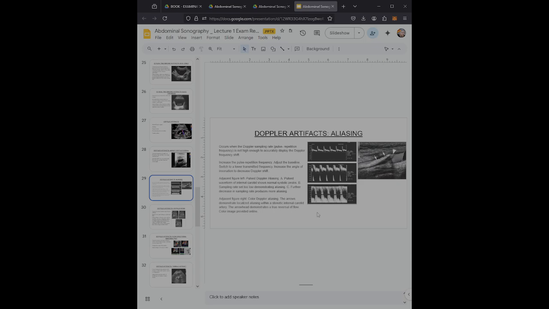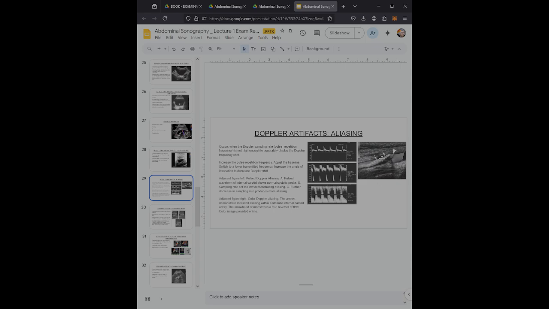So we have two figures here, left and right. In the left image we have pulsed Doppler aliasing. This is a pulsed waveform of the internal carotid, showing normal systolic peaks. There you are, systolic peaks. In B, the sampling rate is set too low, and we can see some aliasing. In C, further decreases in the sampling rate produce even more aliasing.